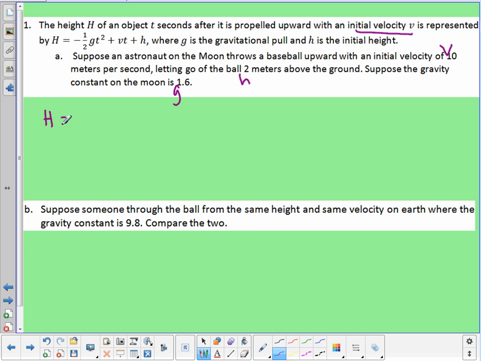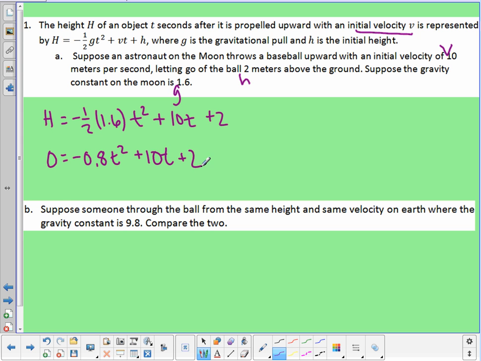I've got h equals negative 1/2 times that 1.6 gravity constant times t squared, because t is what I'm trying to find, plus the initial velocity, which is 10 times t, and then plus the height, which is 2. Now I want to figure out when this baseball is going to hit the ground, so I'm going to have an ending height of 0. So I have 0 equals negative 1/2 times 1.6. We can multiply those two together since they're constants, and I get negative 0.8. That's the coefficient for the t squared, so that's my a value, plus 10t plus 2.